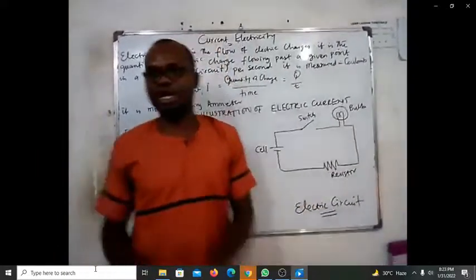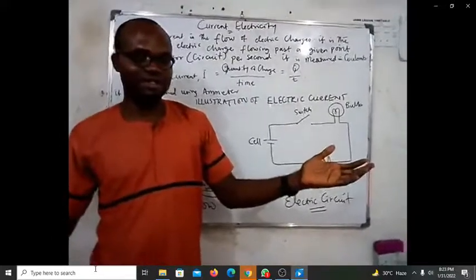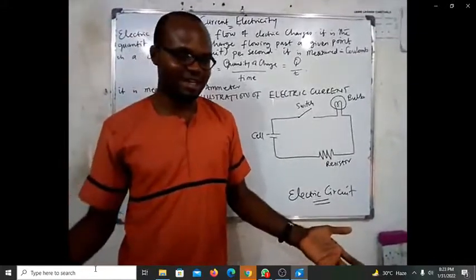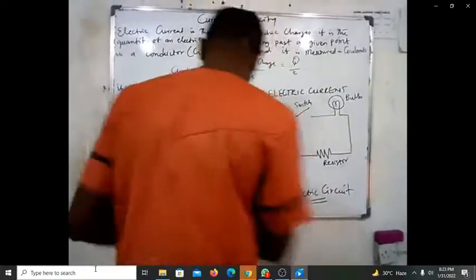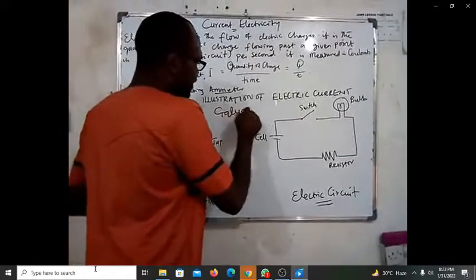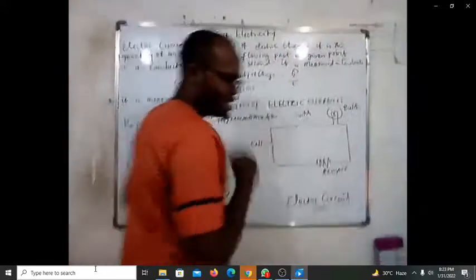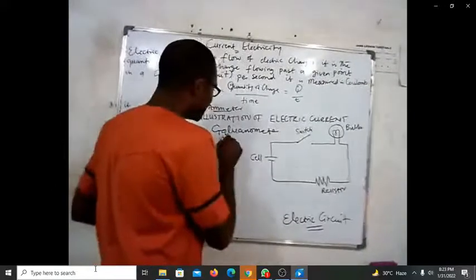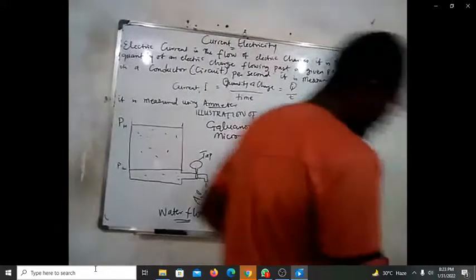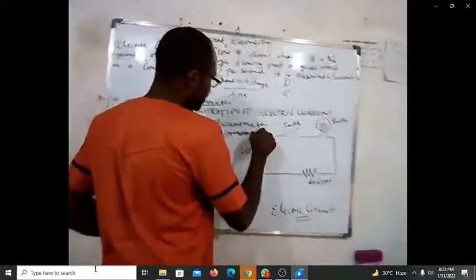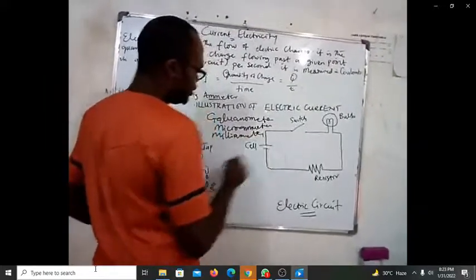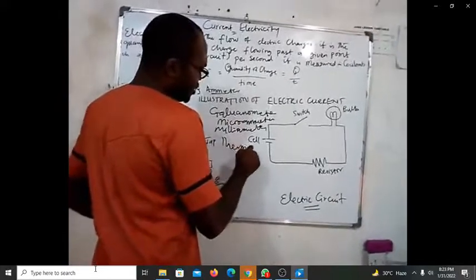JAMB is going to ask you, which of the following is not an instrument used in measuring current? Is that clear? And they are going to give you ammeter. They are going to give you galvanometer. Is that clear? They are also going to give you microammeter, and they are going to give you milliammeter. And they are going to give you a thermometer. What will be the answer?